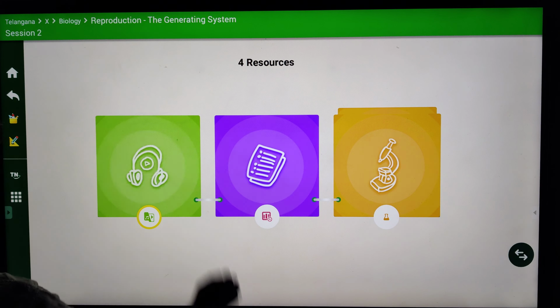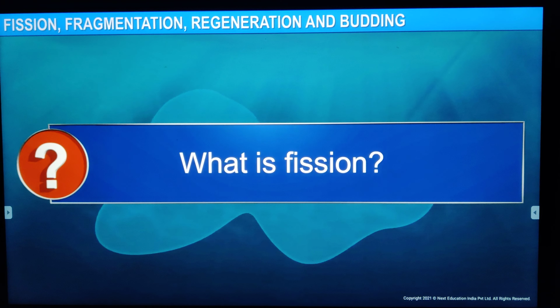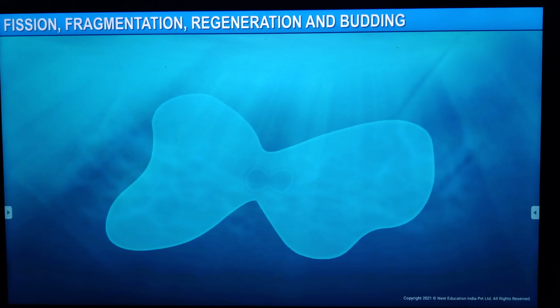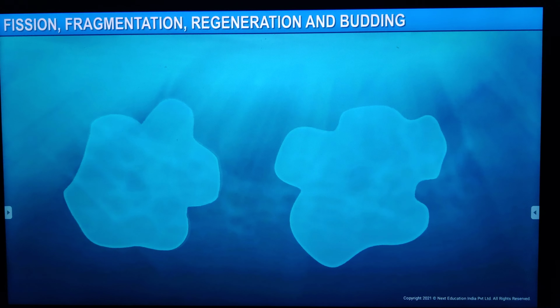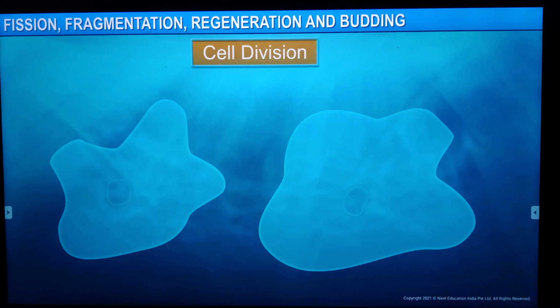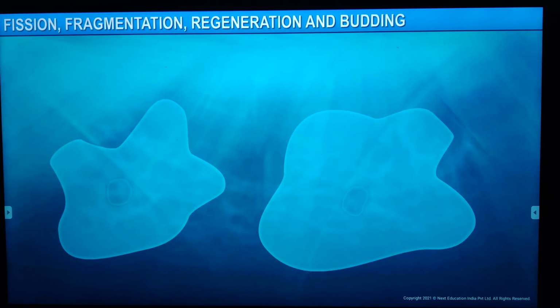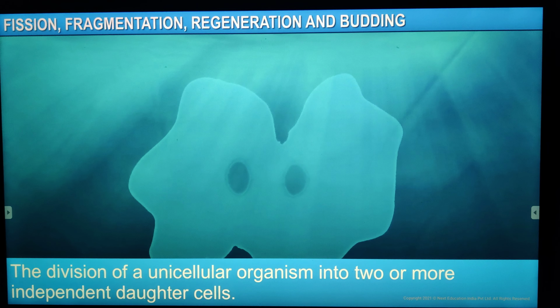In this module, you learn about fission, fragmentation, regeneration, and budding in organisms. What is fission? Fission is a process in which a cell divides into two or more cells. Fission is also called cell division, where the mother cells divide to form the daughter cells.